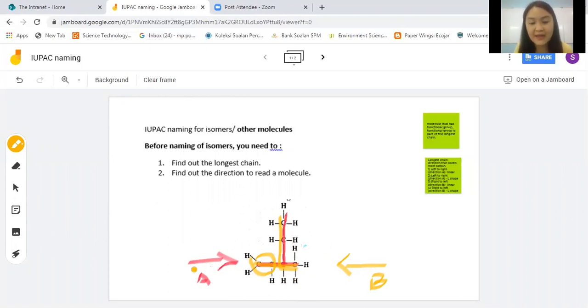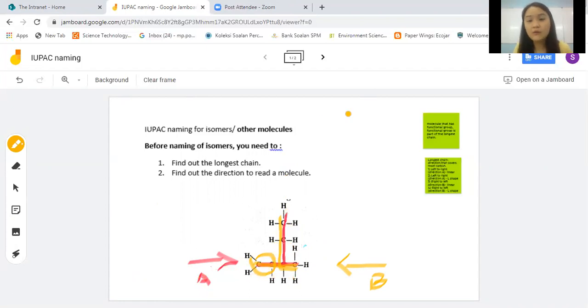Now from here, I can safely decide that the longest chain has to be read from direction A in L shape, because only direction A in L shape covers the most carbon, which is 5 carbon. The other side of reading can cover a maximum of only 4 carbon. So for this molecule, I'll be reading it from direction A in the L shape. So that's my longest chain.